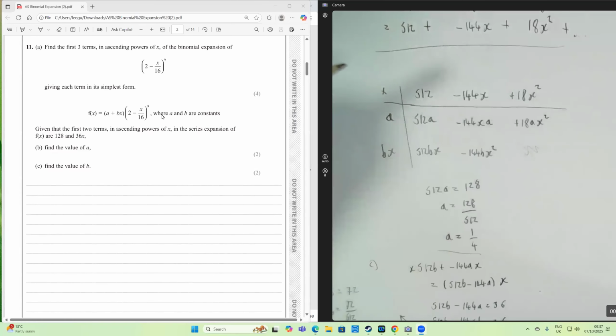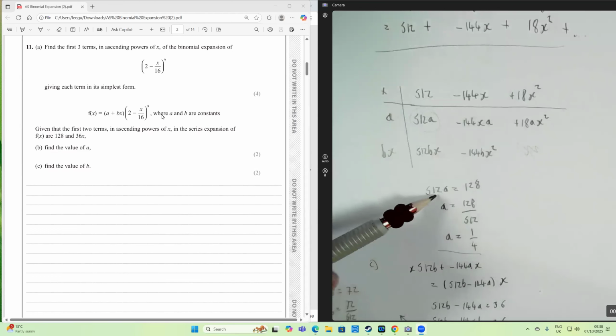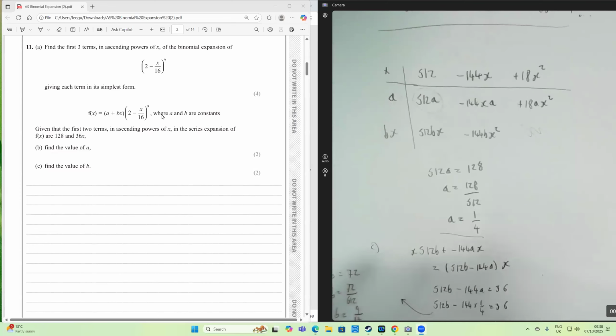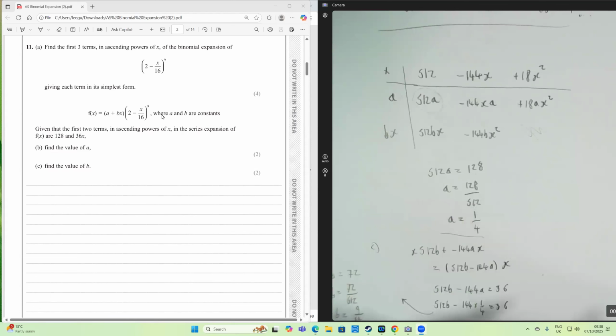So let's have a look at the first term of our expansion of f of x. The first term of f of x is going to be 512a. It's that term there. We're told in the question that the first term equals 128. So we can say that 512a is equal to 128. Therefore, we can divide both sides by 512, giving us that a is equal to 128 divided by 512, which is a quarter.